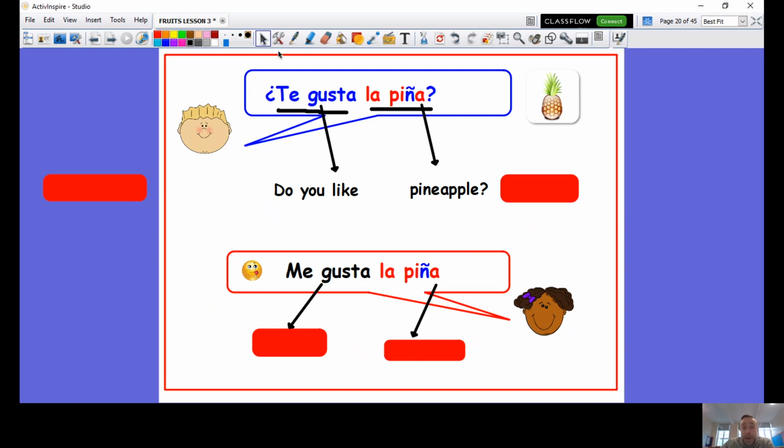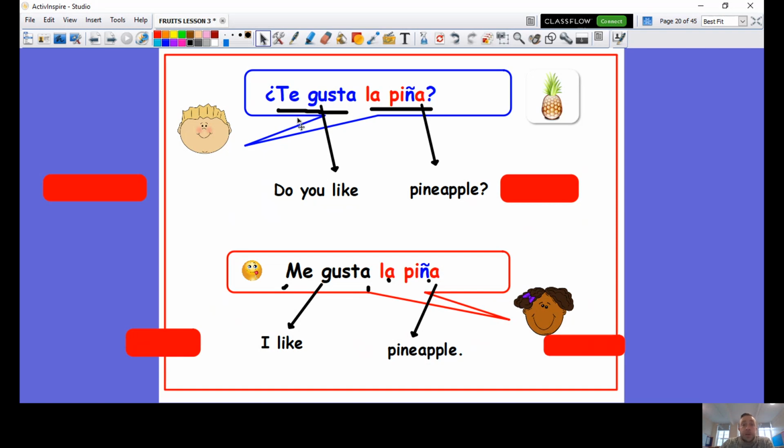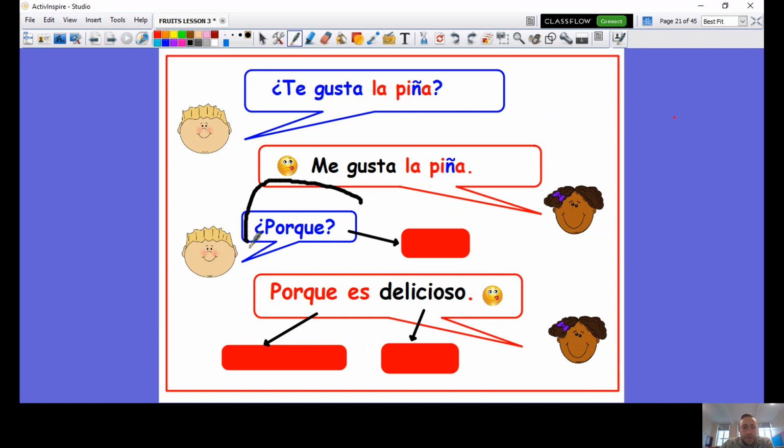Do you like pineapple? And the girl says, me gusta la piña. Well, I know la piña is pineapple and me gusta. What was me gusta? That's right. I like. So, ¿te gusta la piña? Do you like pineapple? Me gusta la piña. I like pineapple. But then the boy says, ¿por qué? What does that mean? It's a question. Thank you. It means why. And the girl then says, porque es delicioso.